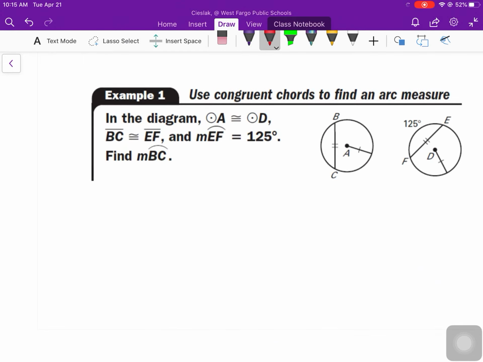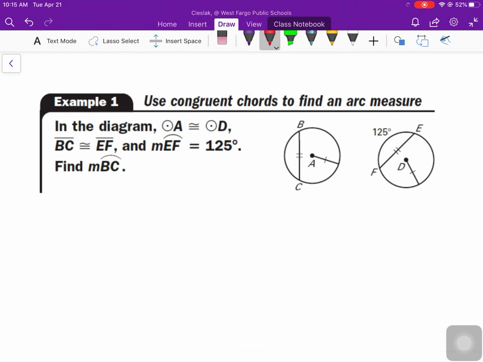Okay, so first example, we're dealing with two different circles here. So it says circle A and circle D are congruent, so they are congruent circles. I know BC is congruent to EF, so I've got these chords congruent, BC and EF. The measure of EF in purple here is 125. The minor arc for the other congruent one would be BC, so I know that's got to be the same. It says find the measure of arc BC. The measure of arc BC by that last theorem is just equal to 125 degrees.